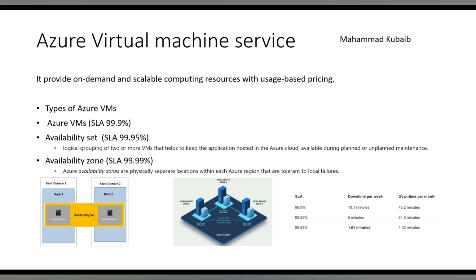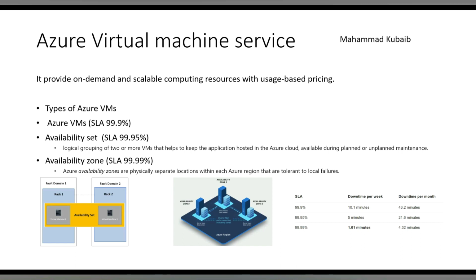So even for some applications like core banking or other highly critical applications, 21 minutes is still a very high downtime. So even now you can use something called availability zone. When you use availability zone, you will get an SLA of 99.99%. It means you will have only 0.01% downtime, which is only 1 minute per week, and for a month, only 4.32 minutes of downtime per month. So this is related to availability zone and availability set.